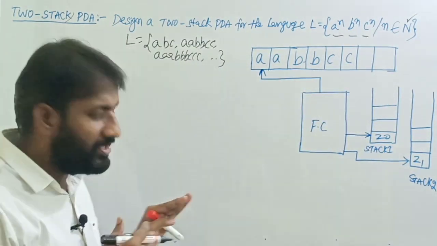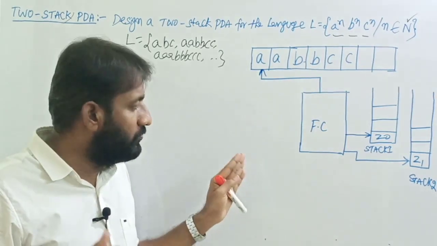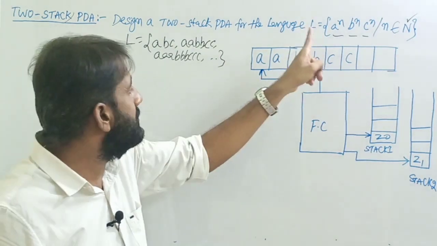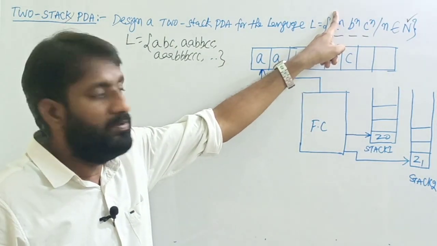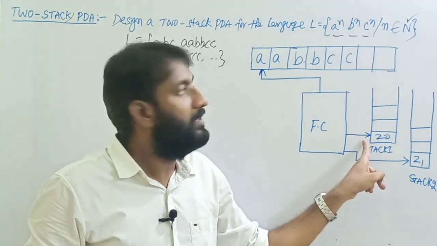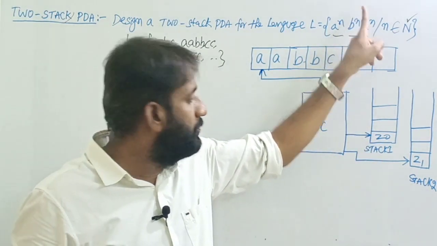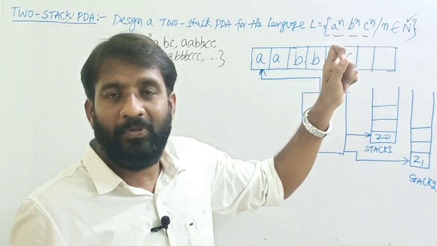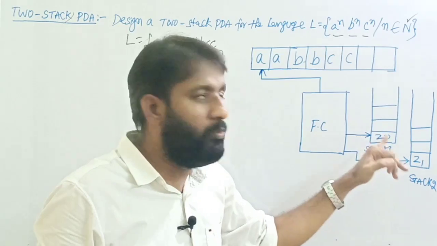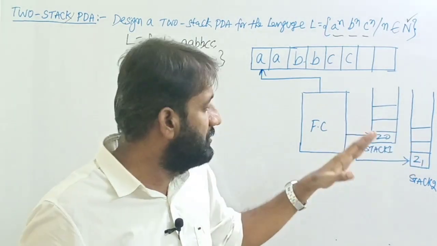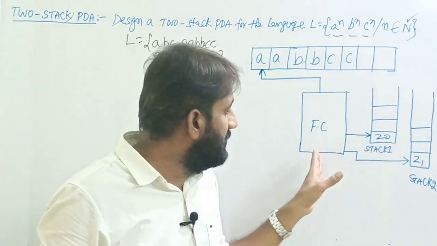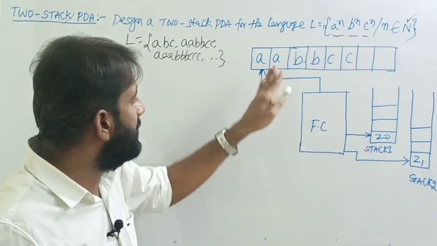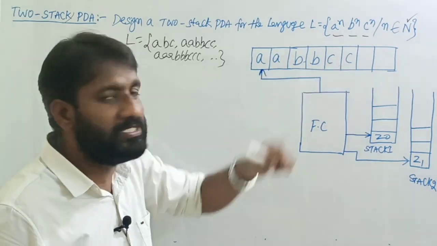So let me explain the logic behind how to design this two stack PDA for this language: first read all A's, push onto the stack 1, then read all B's, push onto the stack 2. Then for every C, you try to pop one symbol from stack 1 and stack 2 at a time, so that the stacks become empty. We can move to the final state. So let me explain this logic by taking this example string AABBCC.